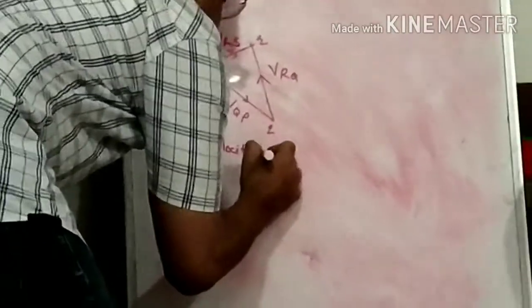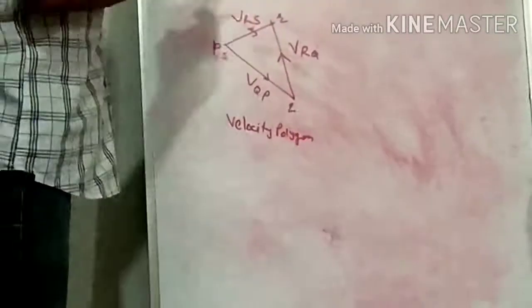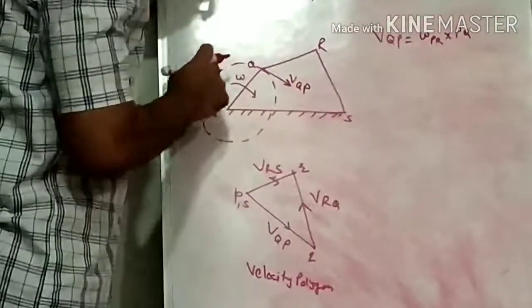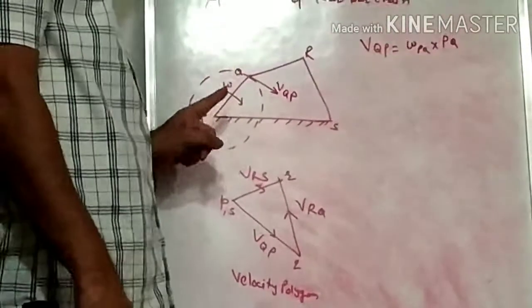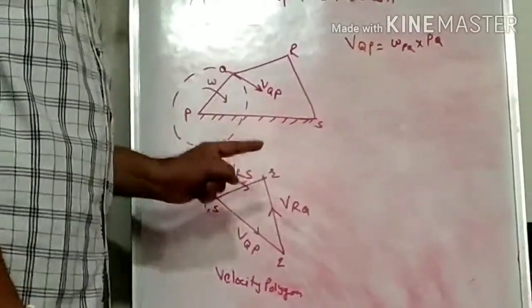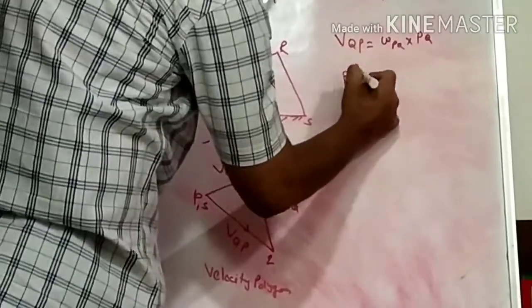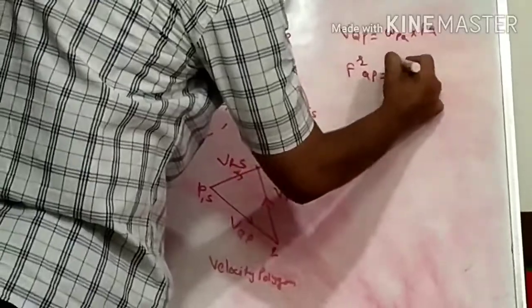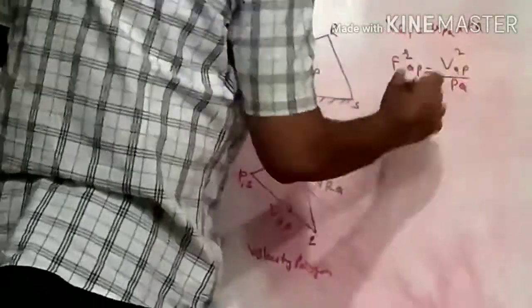Now the next step is the acceleration diagram. For the acceleration diagram, we assume that link PQ rotates with constant angular velocity omega. So it has only one component of acceleration, the radial component. The tangential component of acceleration is 0. First we find the radial component of acceleration of Q with respect to P, which is equal to V squared upon R, that is, the square of the velocity of Q with respect to P divided by the length of link PQ.